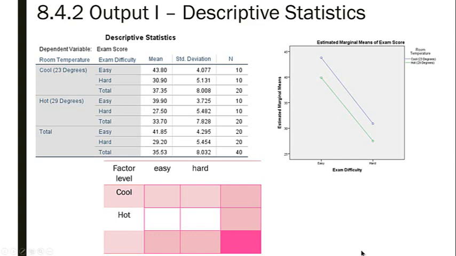Now what I would like you to do is see whether you can take those numbers and put them into this factorial table of cell means. Again, if I haven't said so already, this is not a table you would probably include in a results section. It's just a way of organizing your thinking to help you to see what the effects are. Okay, give it a shot.